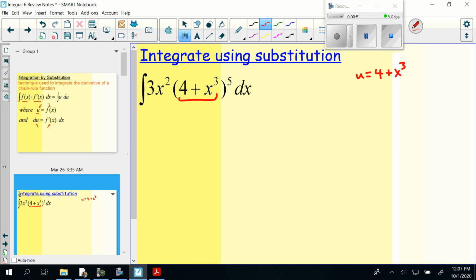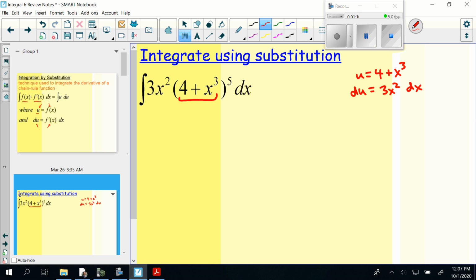And then what we're going to do is find the derivative of each side of this substitution statement. So the left side is just du. The derivative, the right side, 4 is a constant, so that goes away. Derivative of x cubed is 3x squared, and then dx, because we're finding derivative with respect to x.